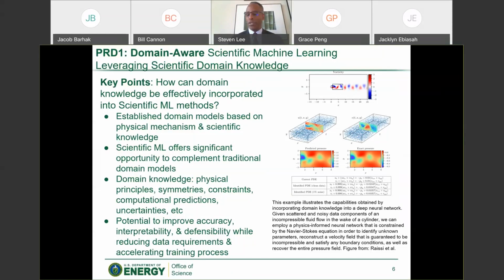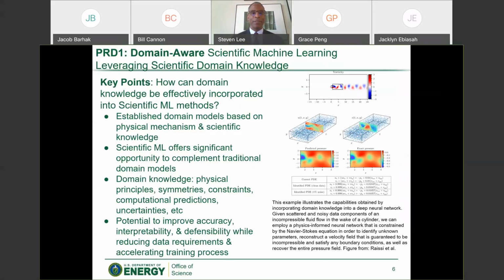When people are applying machine learning to their science problems, they want to include as much knowledge as possible in the approaches. I won't read all the bullets and the picture, but the idea there is that with domain knowledge, you have some understanding of physical principles, symmetries, constraints, uncertainties about your problem. And if you can build those into your machine learning algorithms, that would be good.